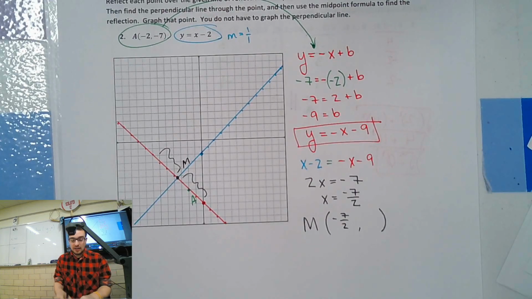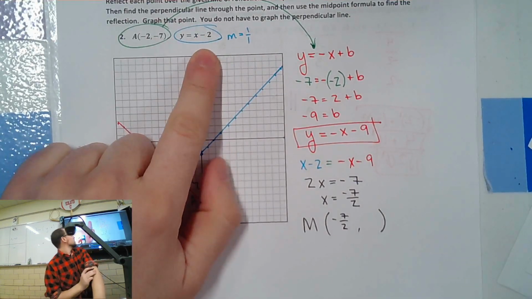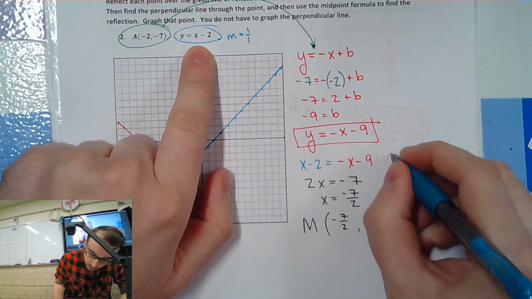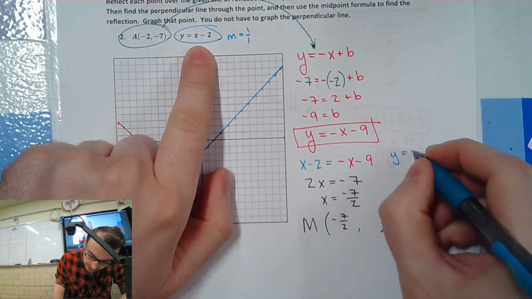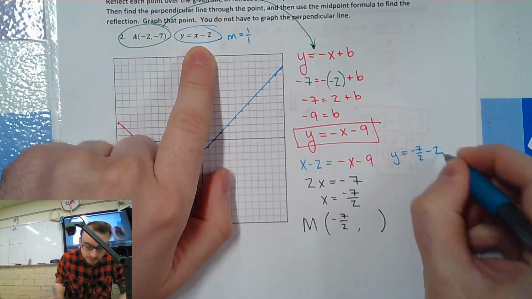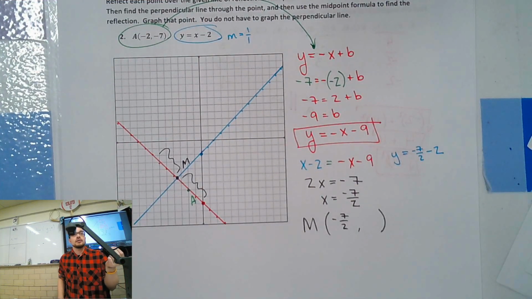How do we find the other something, the y value? What do we do? We plug it into either equation. I'm going to plug it into the top one because that looks easier for me to do. So when I plug that in, y is going to equal negative 7 halves, I'm sorry, it's negative 7 halves minus 2. So now we need common denominators to be able to subtract them, and we're going to get our answer for y, okay?